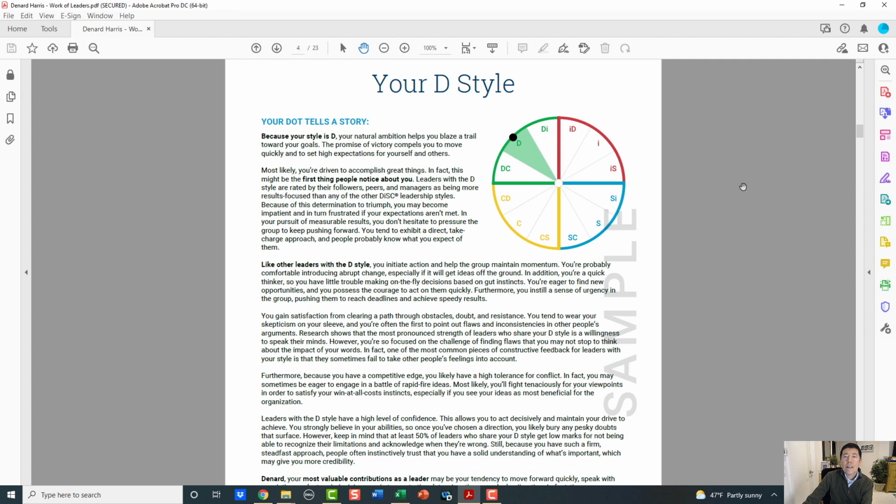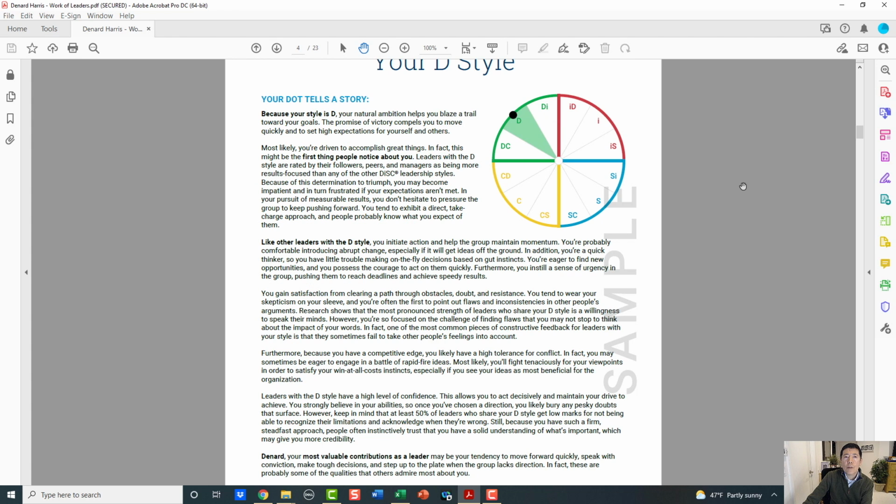This next page is a unique page to the report in that it is their story, and it will talk about their leadership given their DISC style. So you will see things such as leaders with the D style are rated by their followers, peers, and managers as being more results-focused than any of the other DISC leadership styles. Because of this determination, you may become impatient and in turn frustrated if your expectations aren't met. Statements like that may resonate with the person reading the report, or they may disagree, and that's okay. What we'd like to do is personalize the information so that it becomes truly their report.